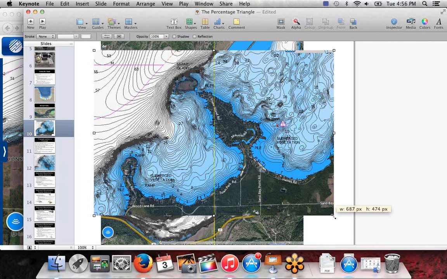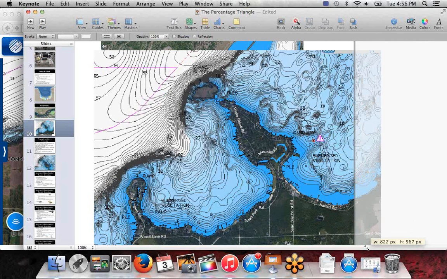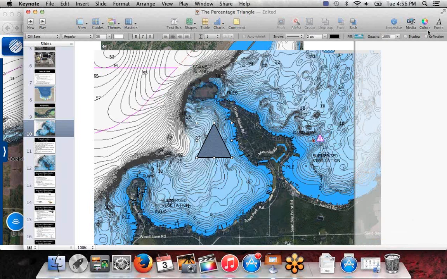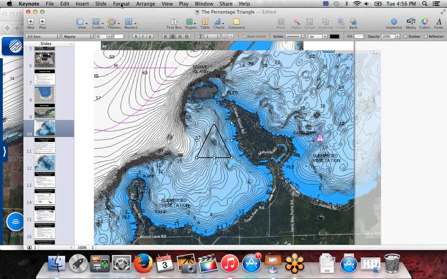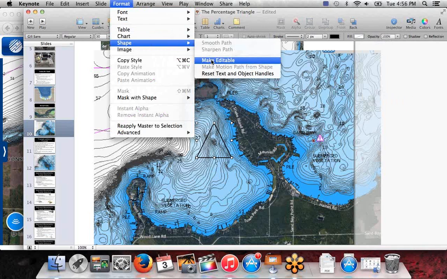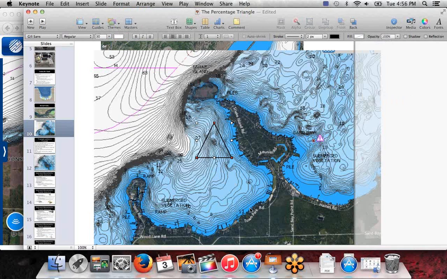Okay, so we've got our big map. Take a triangle. So when I go to do this, I'm going to look back here, and I've got this spawning flat, right? They can't spawn out here. It's too deep. It's too steep for them. So I'm actually going to take this, and this is going to be the base of the triangle.